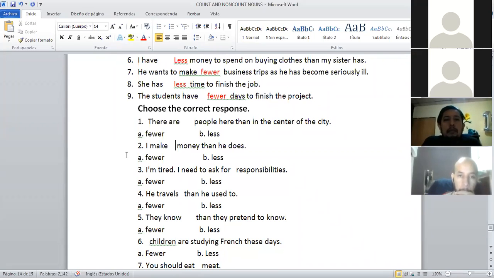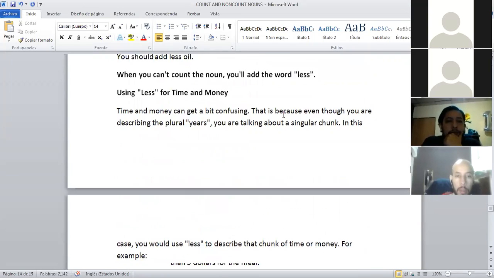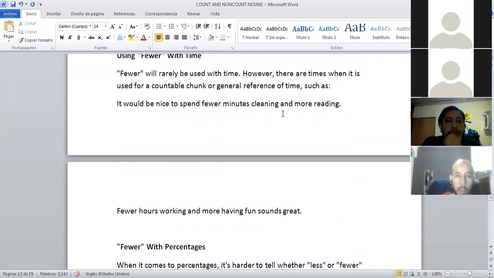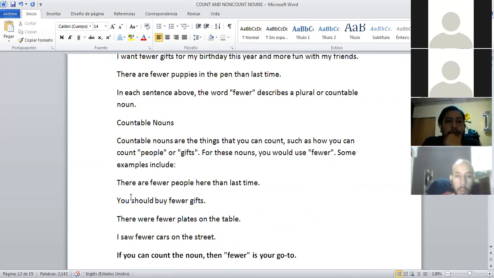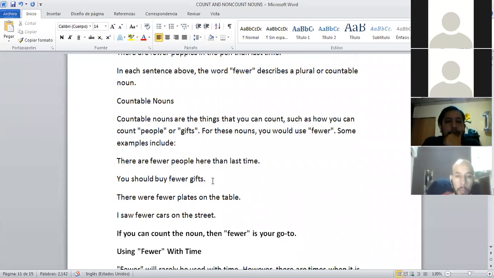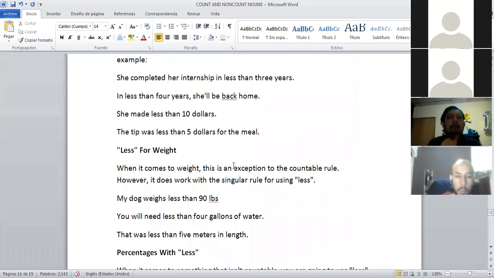There are less people here than in the center of the city. Are you sure? Now, people, can you count people? Yes, you can. So it's countable. So what do you need to use? There are fewer people. And look at the example right here. You remember? Okay, yes, there are fewer people here, okay? Very good.